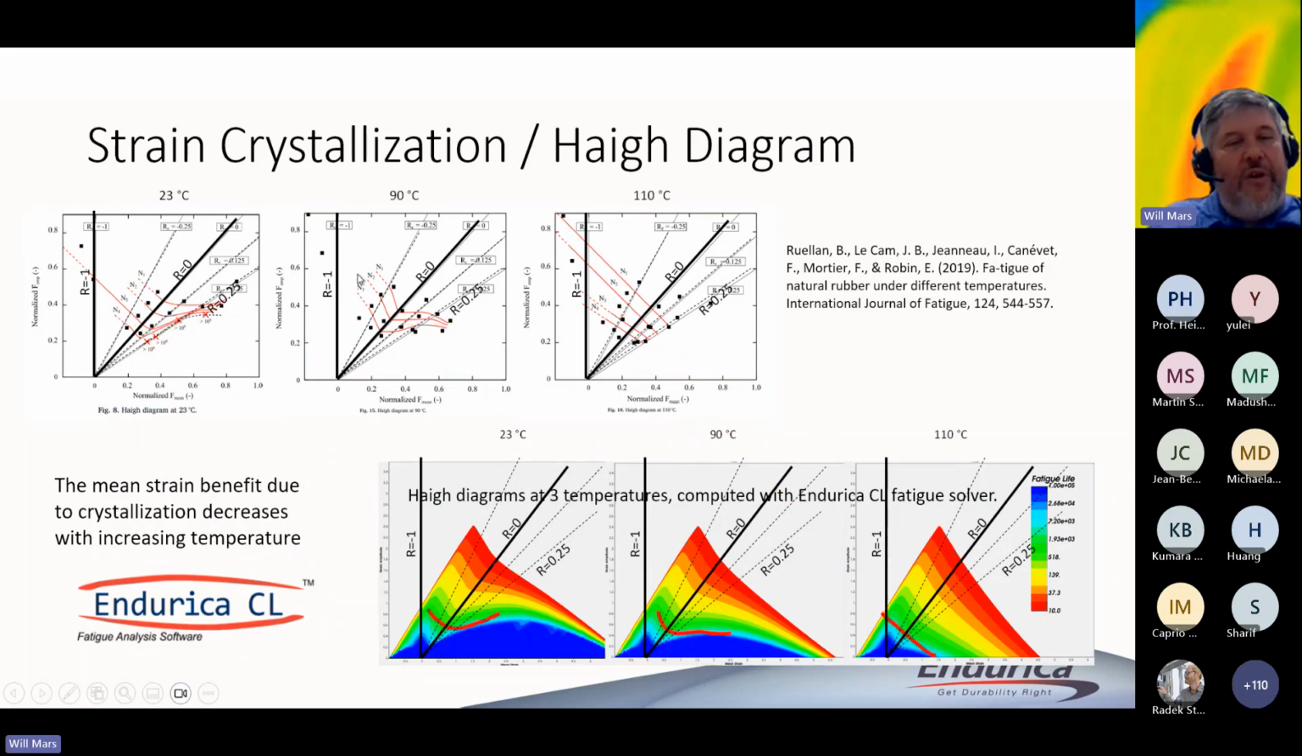I'm just comparing the like and like parts of the curves. In the experiments, they couldn't quite go out and generate the map in its full extent, but of course we can do that computationally. But you can see we are predicting this same sort of knee in the curve here. We're predicting the fact that as you increase mean strain, the life goes up to a point. Eventually it comes back down. And we're also predicting that as you increase temperature, the effect disappears. So anyhow, it's an interesting study.